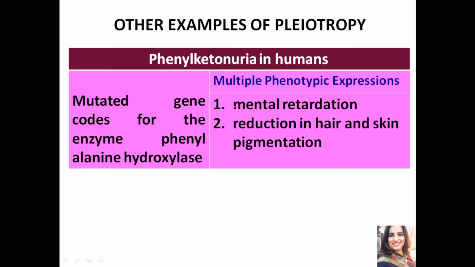Another example of pleiotropy is a human disease, phenylketonuria. This disease is due to a mutated gene in the person that codes for an undesirable enzyme, phenylalanine hydroxylase. This enzyme not only results in mental retardation but also results in reduction in hair and skin pigmentation.